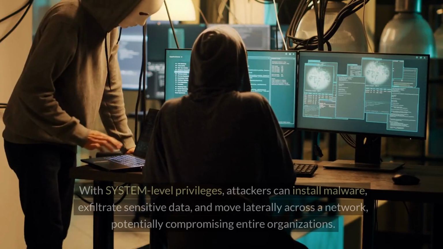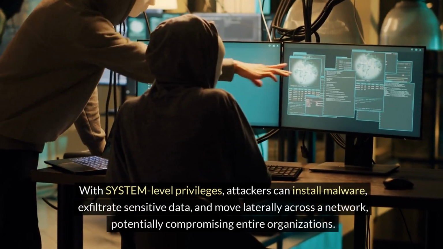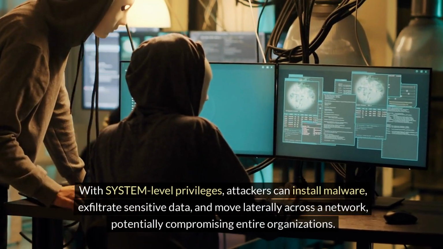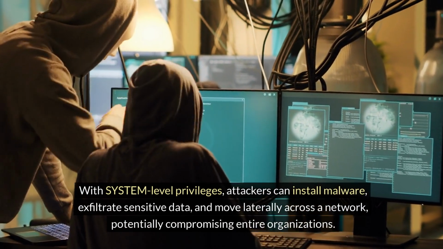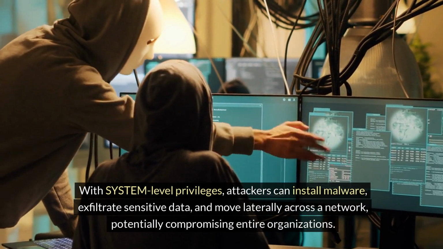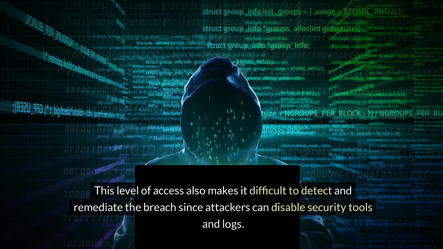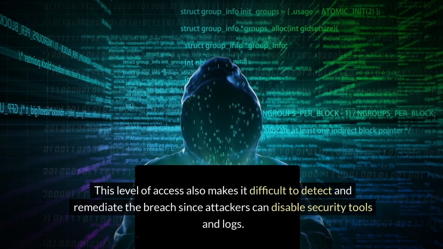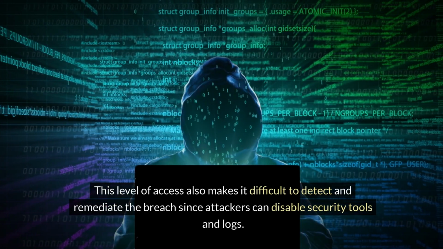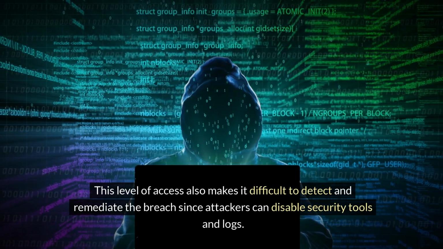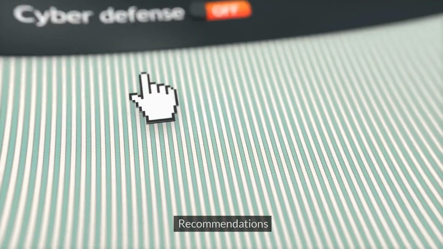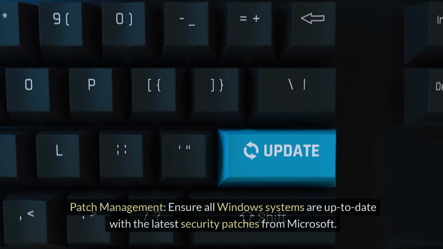The implications for businesses are severe. With system-level privileges, attackers can install malware, exfiltrate sensitive data, and move laterally across a network, potentially compromising entire organizations. This level of access also makes it difficult to detect and remediate the breach since attackers can disable security tools and logs.